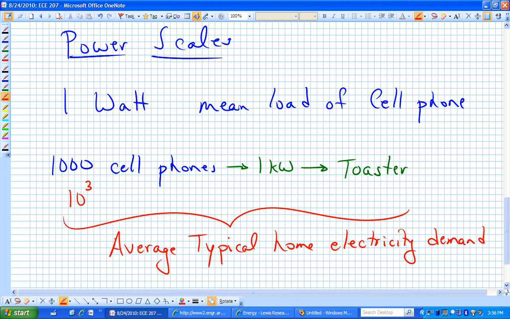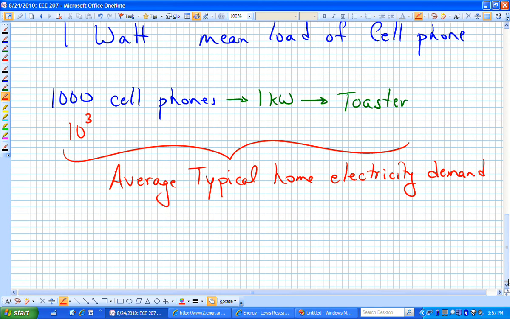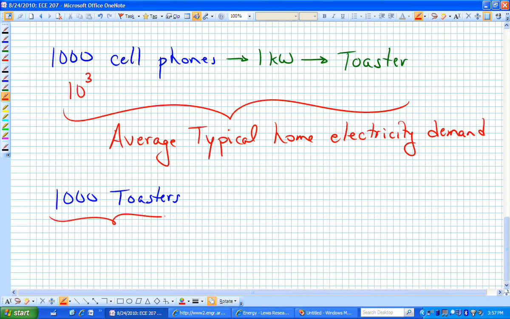There's a difference between energy and power. One's the time integral of the other, or power is the derivative of energy, is another way of thinking of it. We're talking about now the power demands. 1 kilowatt, a toaster, or one home. What if we took 1,000 of those? Or 1,000 homes.